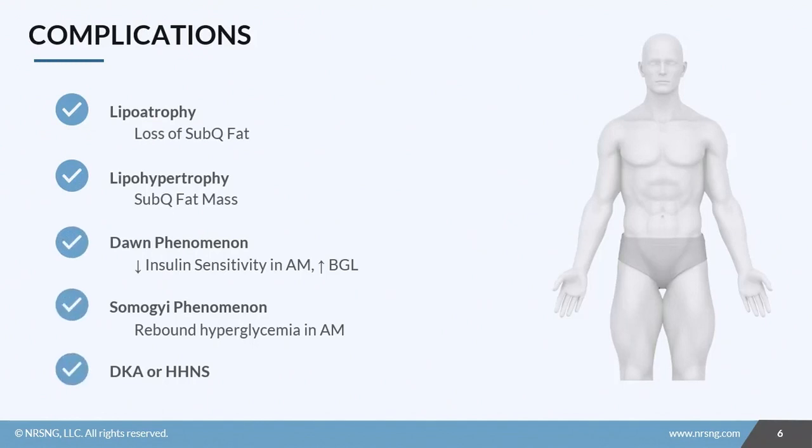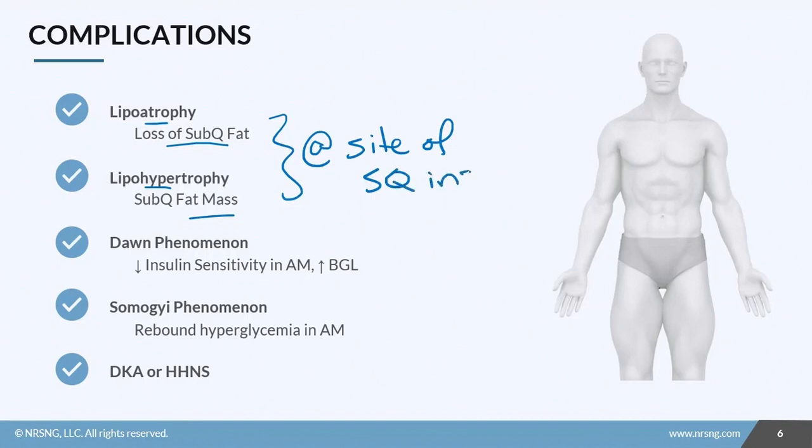There's a couple other complications we want you to know about, especially for patients receiving sub-Q insulin, because it drives the things that we do as nurses. Lipoatrophy, I think atrophy means shrinking. That's a loss of sub-Q fat. And lipohypertrophy is an extra growth or fat mass. And this is at the site of your sub-Q insulin injection. Okay, so this is why we rotate sites.